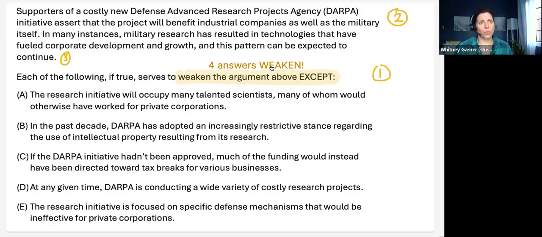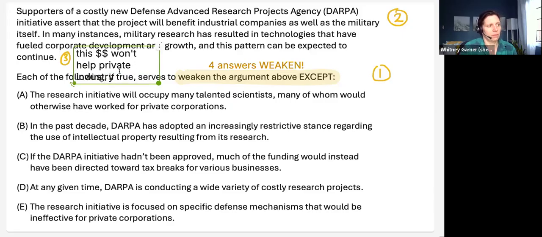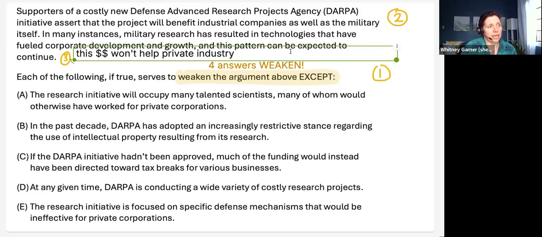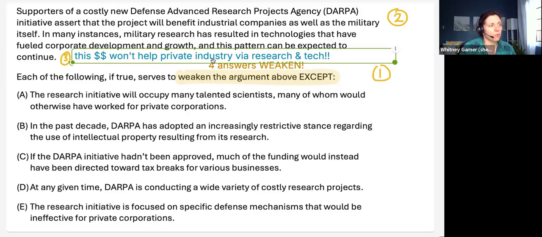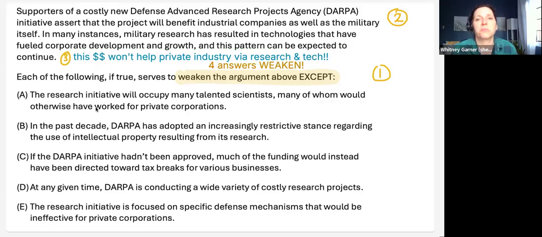So what would it mean to weaken this? I'm looking for something that shows that maybe this money won't help private industry via research and technology. That's the sort of piece I'm looking for here. I want four answer choices that say spending this money isn't going to help private industry. Research and technology are not going to help.